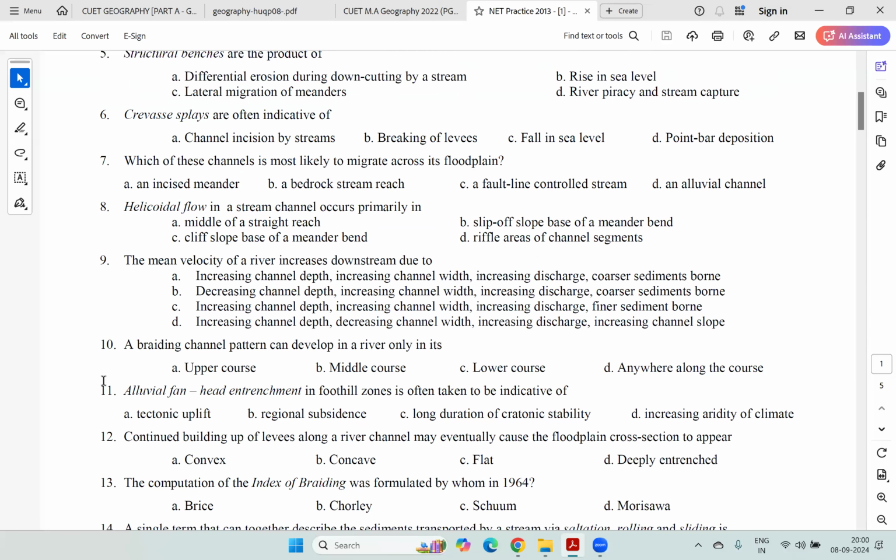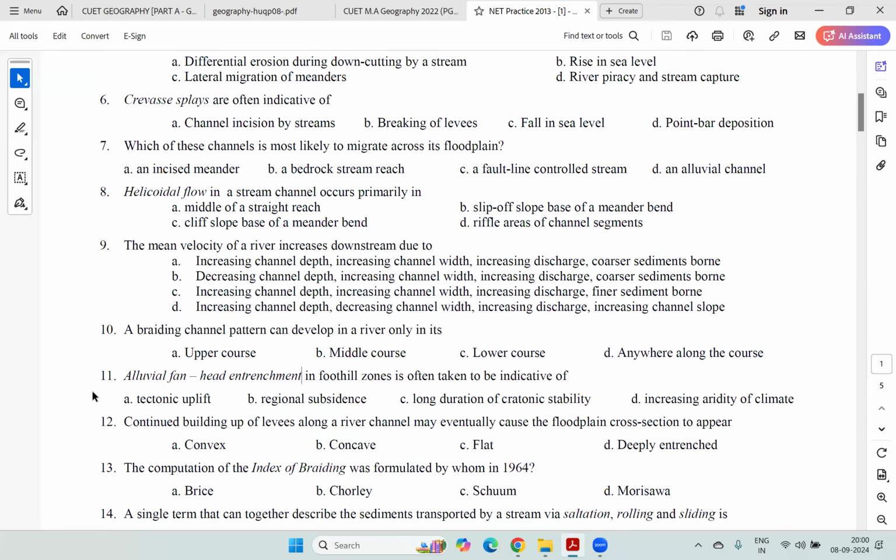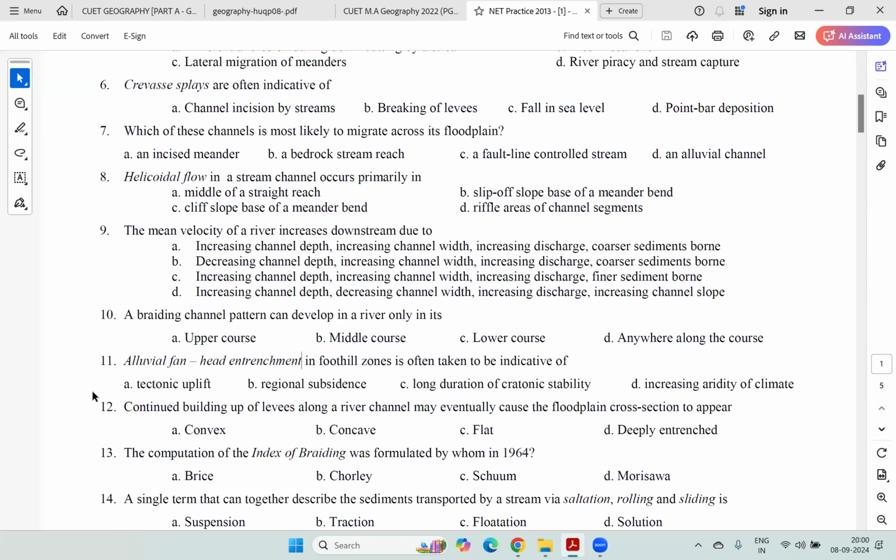Okay, good. Then continuing buildup of levees along a river channel will cause the floodplain section to appear what? Concave, convex. If there is a river channel and all along the river channel there is levee formation going on, then how will the river look in cross section? Will it be concave, convex?